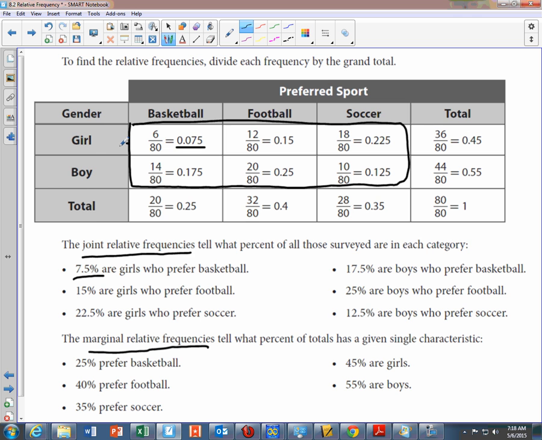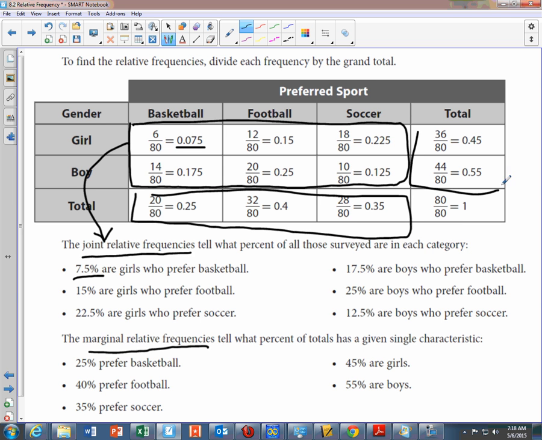So while these are your joint ones, these ones here, as well as here, because they're in your totals, are your marginal relative frequencies. Okay, so I hope that's making sense. Again, just take the number, divide it by the total.